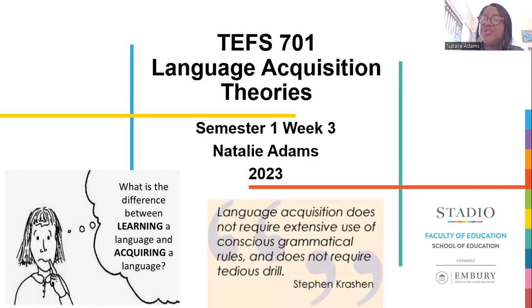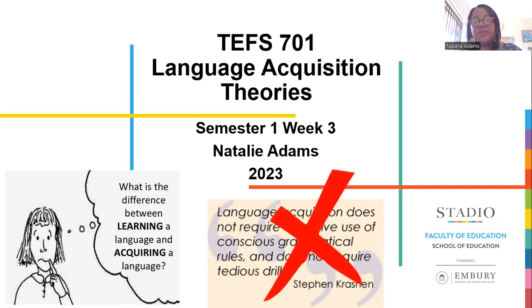Stephen Krashen is a very interesting theorist, and he says this: language acquisition does not require extensive use of conscious grammatical rules and does not require tedious drills. Most of you might think that this statement is not necessarily correct, because our past experience might have shown that our teachers pushed conscious grammatical rules and required tedious drills. But Krashen is totally against this. He doesn't agree with this statement. He believes that language is something that we acquire and it should be dealt with in a communicative way. But I will speak about that later on in the recording.